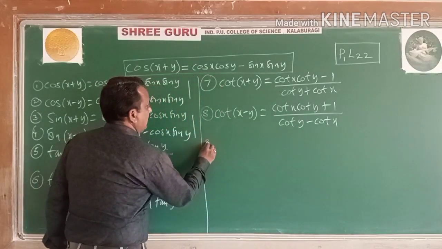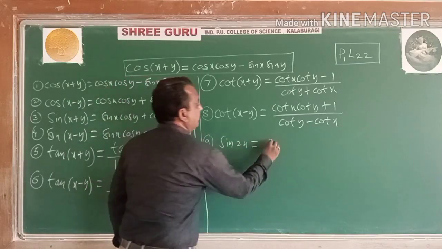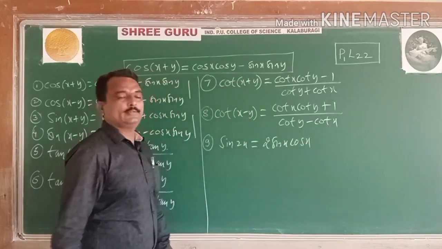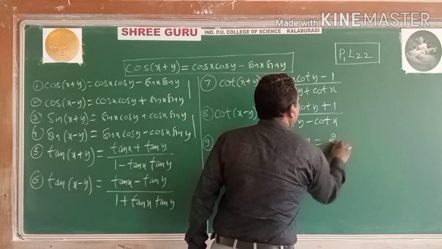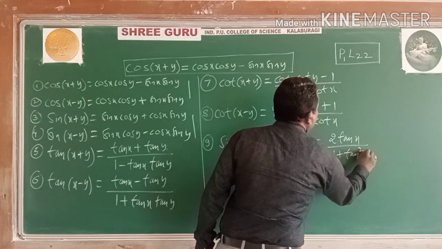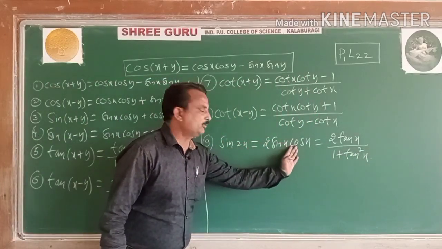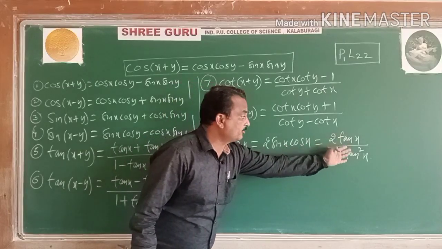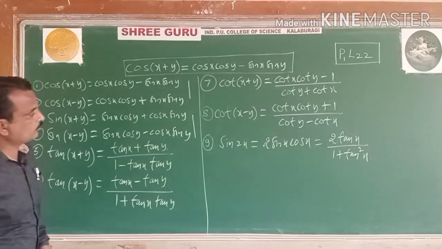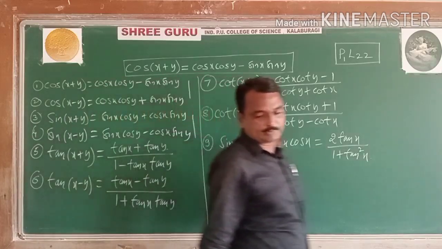And after this, the sin 2x result we have proved. In terms of sin and cos, it is 2 sin x into cos x, and also we have proved in terms of tan: 2 tan x divided by 1 plus tan square x. You may express sin 2x in terms of sin and cos, and you may express it only in terms of tan also. So these are the 9 formulas we have discussed in the previous class.